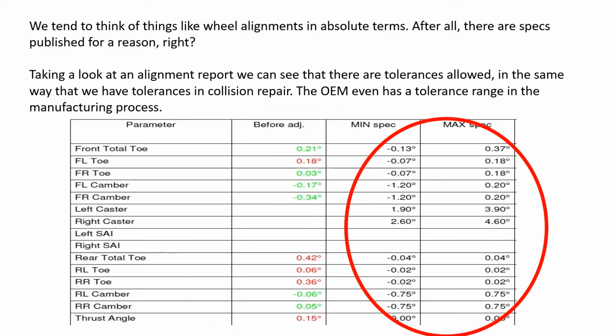We tend to think of things like wheel alignments in absolute terms. After all, they publish these specs for a reason, right? But taking a look at an alignment report, you can see that there are tolerances allowed in the same way that we have tolerances in collision repair, and the OEM even has a tolerance range in the manufacturing process.